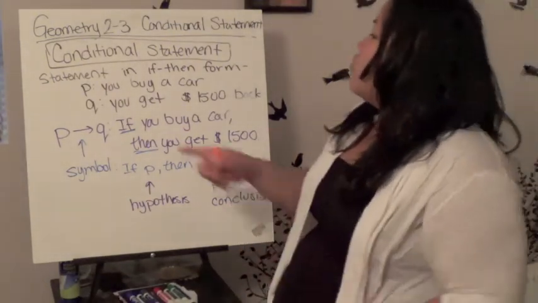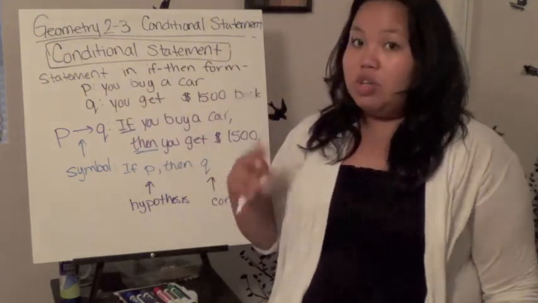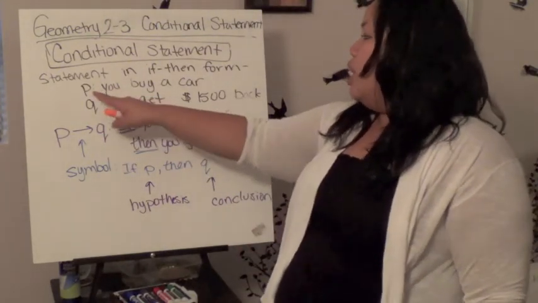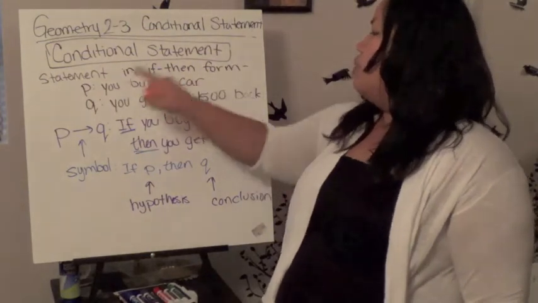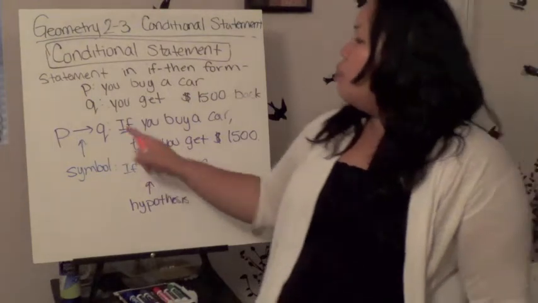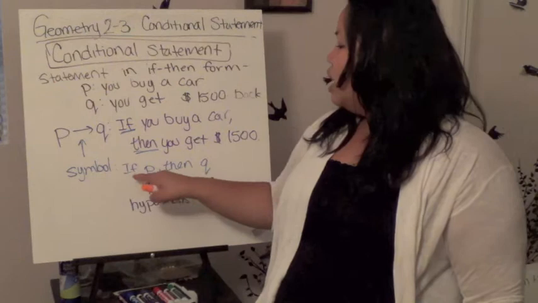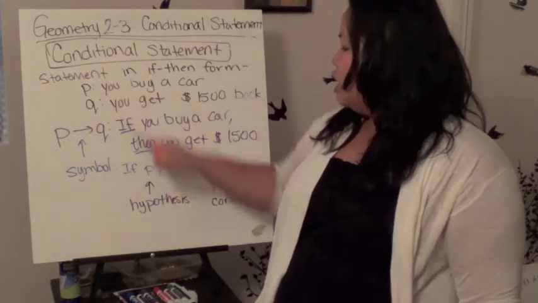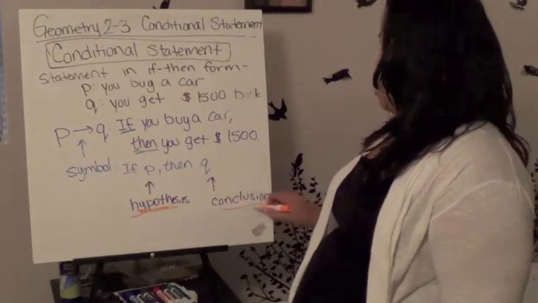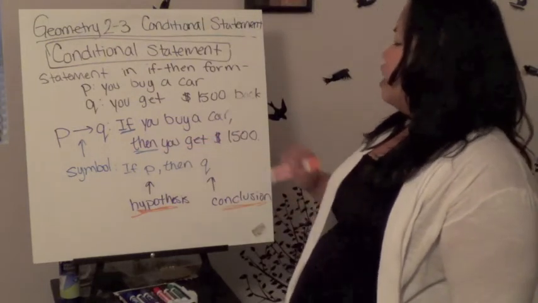So basically, here's my two statements. Conditional statements are compound statements. You have two statements in one. So P and Q, all right? Statement P, you buy a car, and statement Q, you get $1,500 back. So when I want to put it into a conditional statement, it's P arrow Q. That arrow tells me it's if P, and the P becomes my hypothesis, then Q. And Q is my conclusion. So if you buy a car, then you get $1,500 back.